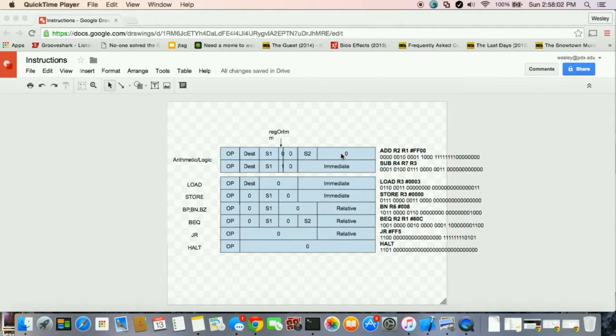Arithmetic and logical instructions have register or immediate addressing modes depending on this bit. Load instructions and store instructions have only immediate addressing modes, and branch and jump instructions have relative addressing modes. Here are some examples of instructions converted to binary. You can see why the instructions are parsed in this fashion when we look at the block diagram.